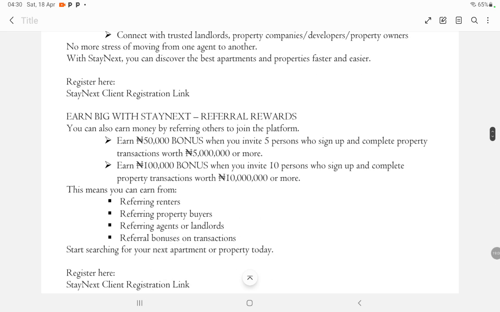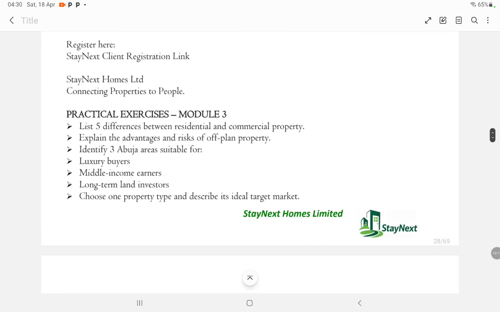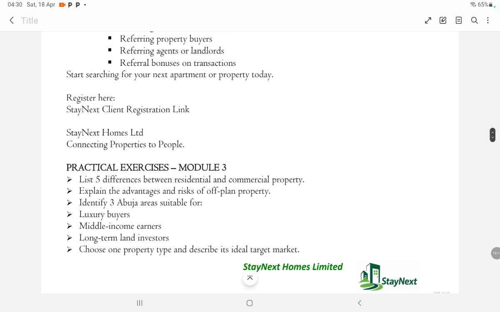This way we want to send text to anybody, to encourage them to join the StayNext platform or to join you in StayNext. Please take your practical section very seriously and ensure you answer them.